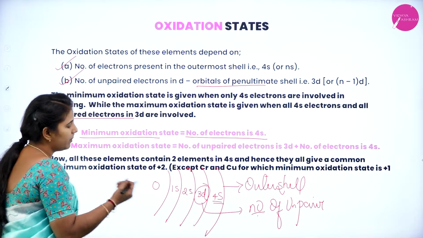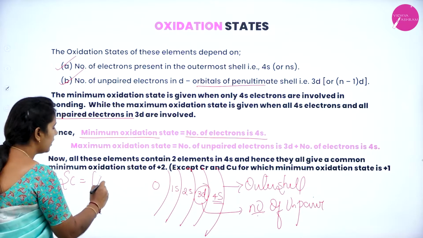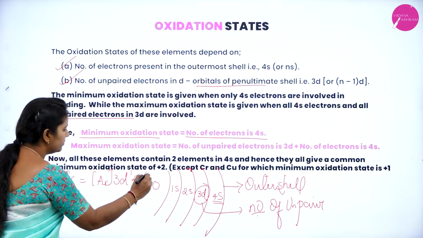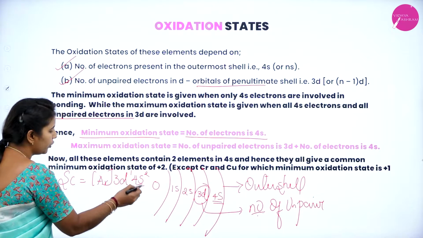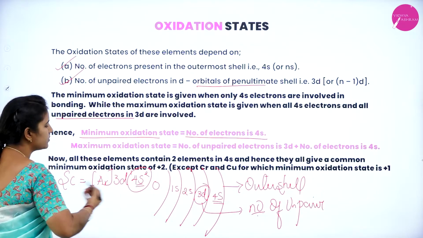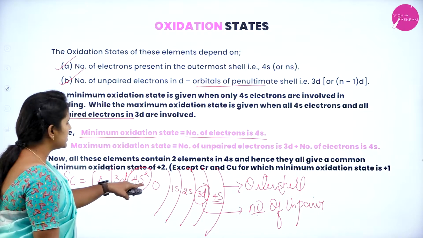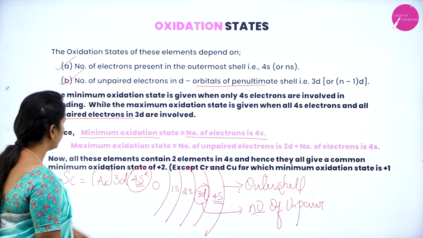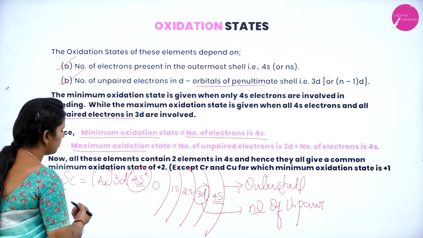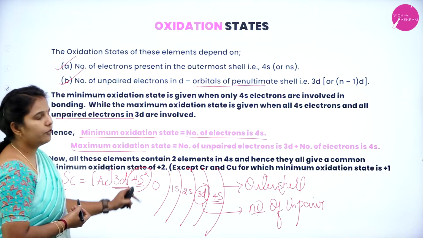So how do we write the electronic configuration? For example, if I say it is scandium, we write the electronic configuration of argon 3d1 4s2. Is it right? So first we fill the 4s, then the 3d. So the minimum electrons occupy the 4s. So the minimum oxidation state is nothing but the number of electrons in the 4s, and the maximum oxidation state is obtained by the number of electrons in the 3d plus 4s.